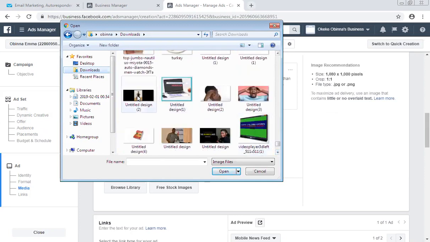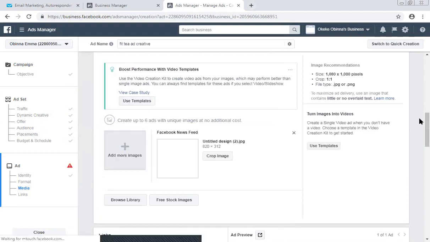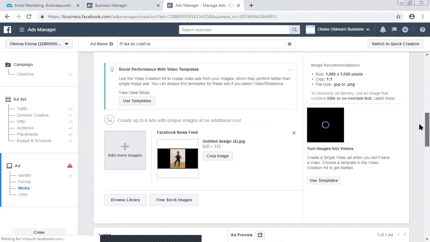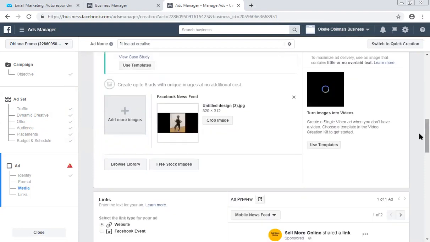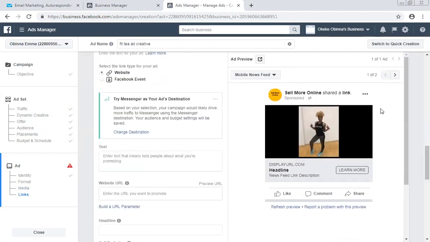All right, see the image here. So I click on it, open. We allow it to upload. So my image has been uploaded. And the good thing about this ad creative is that whatever you are doing on the left side of your system, you can see it here. It will show you, look at here, Sell More Online.